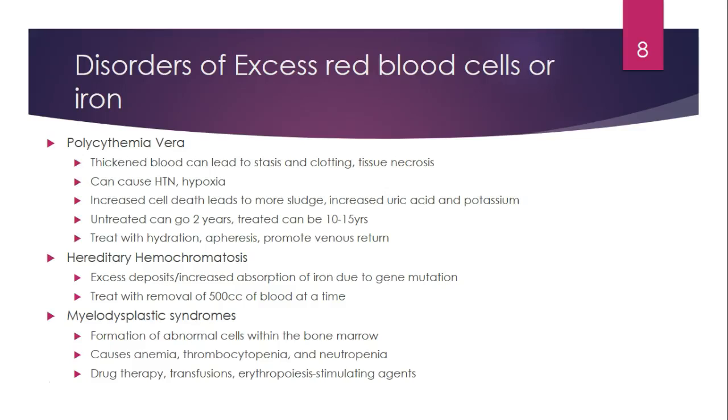And what we do for this is we treat them with hydration. We can do apheresis and pull some of that fluid out. And we're doing whatever we can to try and promote venous return. Can get hereditary hemochromatosis, but this is less common, as well as myelodysplastic syndromes. Myelodysplastic syndrome can be an early form of leukemias and cancer cells, and I think there's an 80% chance that if diagnosed with MDS, it prolongs and goes within 5 years into a cancer state.